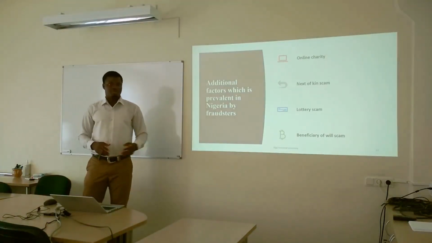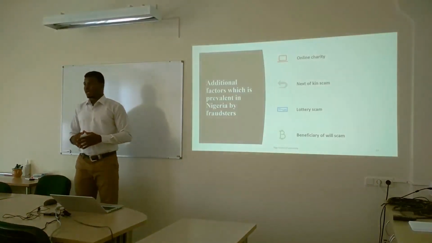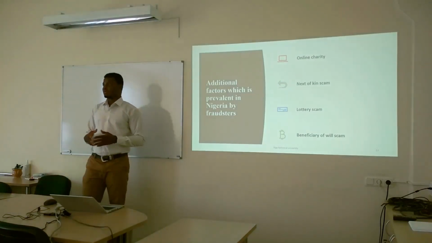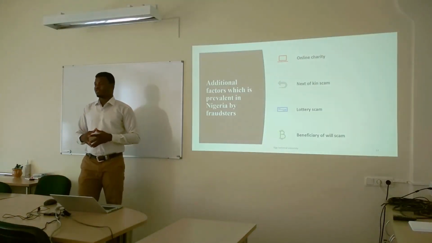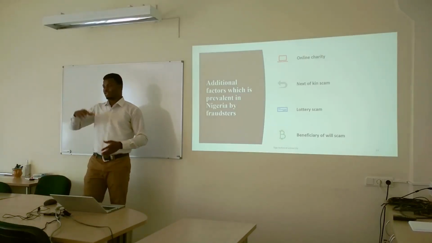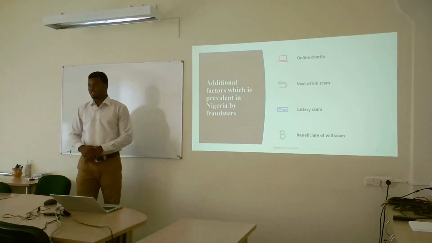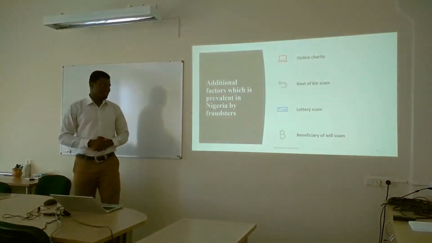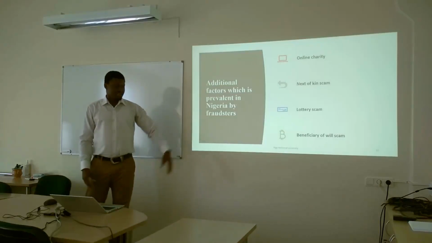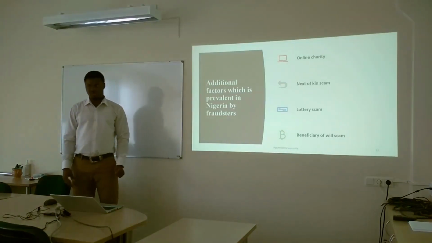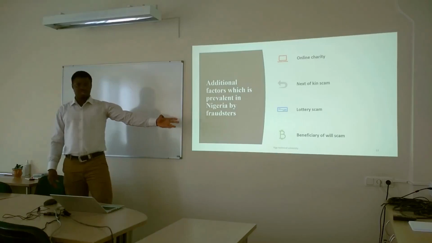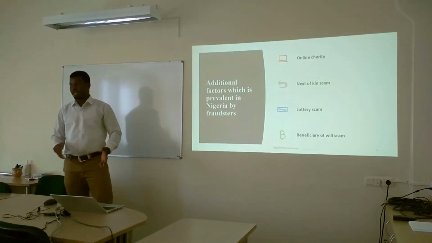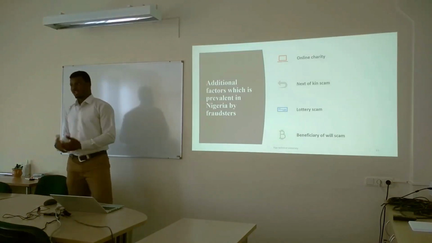Then the next of kin scam is a method which fraudsters use. They call someone who is abroad and tell them, yes, you have some money which has been left for you by your relative who is dead, and you should come and retrieve it. At the end of the day, you get lost. Then there is the lottery scam, and then the beneficiary scam, which involves landed property. They tell you that you have land which your family left behind for you, and you should come and claim it.